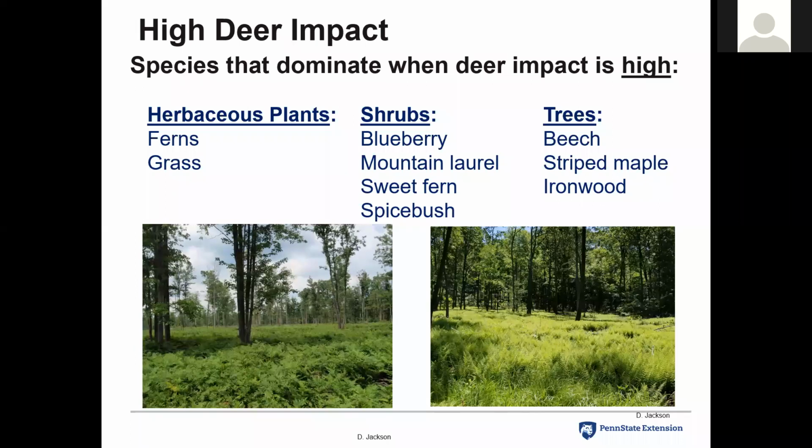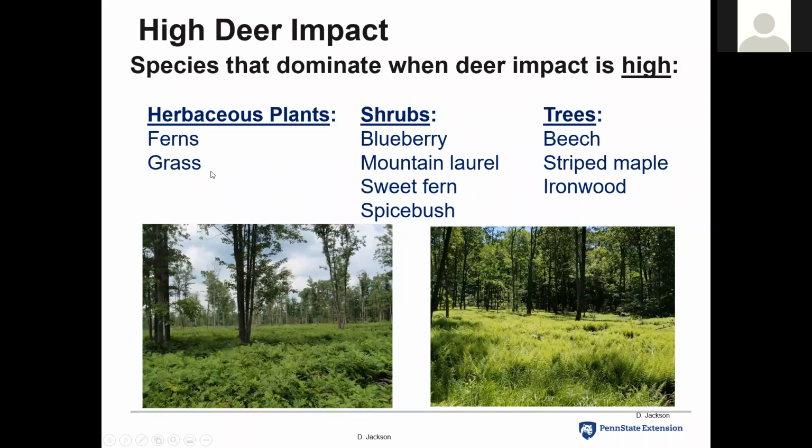And so in areas with high deer impact, this is some of the species that we'll find dominating forest understories. And these are 2 images that I took here in Pennsylvania. This image on the left is an understory that's completely dominated by bracken fern. And then this is another one that I took here. This is hay-scented fern.